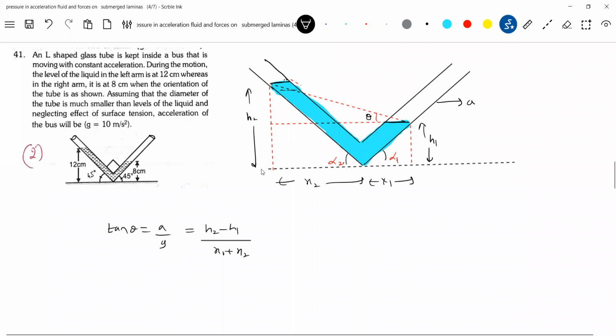We don't know X1 and X2. Tan theta is what I wrote. We don't know X1, X2. So tan alpha 1 equal to H1 by X1. Tan alpha 2 equal to H2 by X2. Substitute that value. So this will be A is equal to H2 minus H1 G.